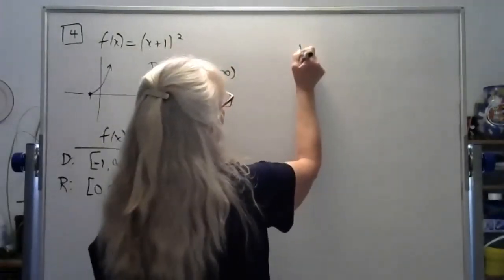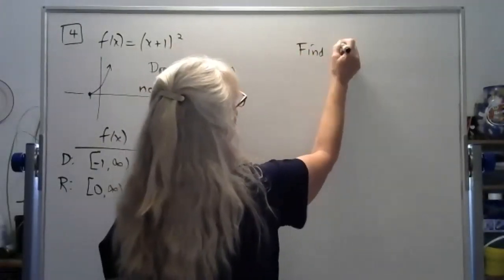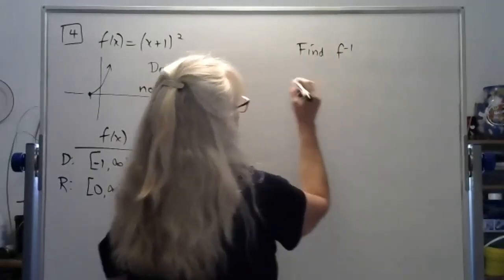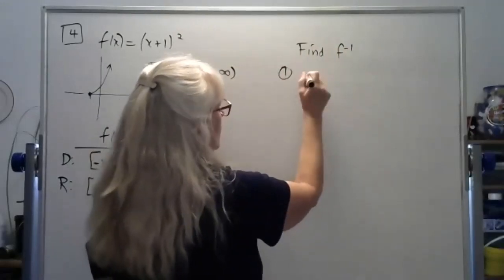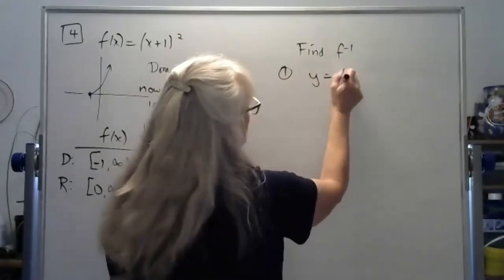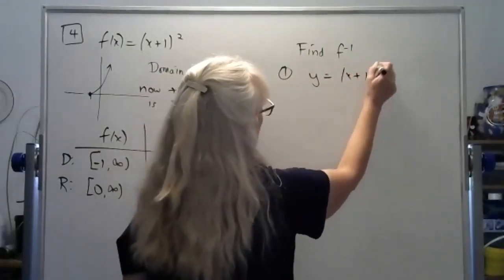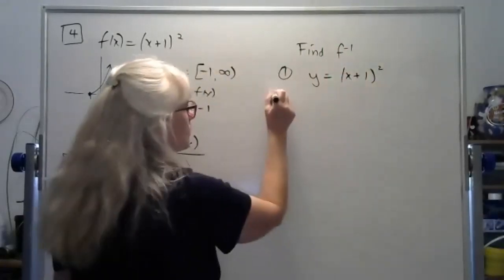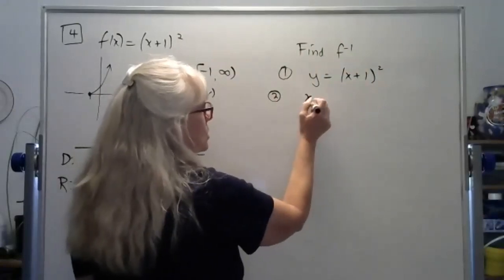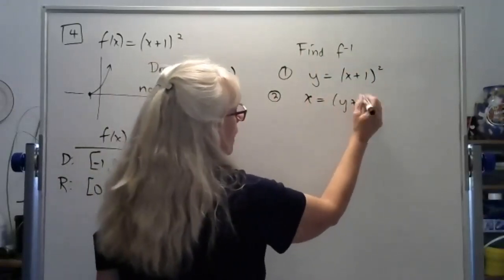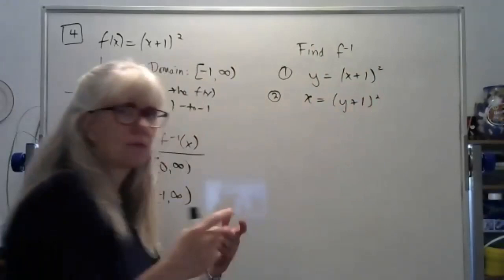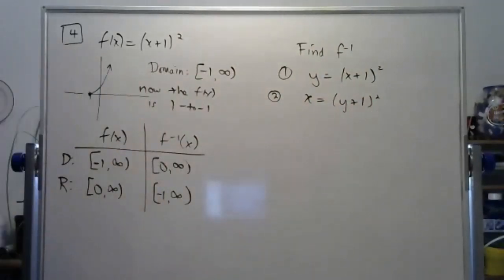So we need to find f inverse. Again, the first step was to replace f of x with y. So y equals the quantity x plus 1 squared. So that was step 1. Step 2 is to switch the x's and the y's. That's the actual process of inversing going on. So now I have x equals the quantity y plus 1 squared.